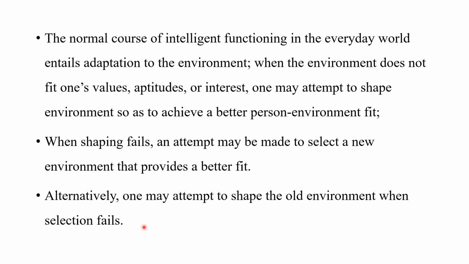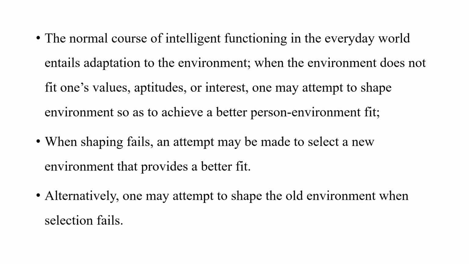But if you feel you're not able to do that, you go for the third, that is you shape the present environment or the old environment, the college that is given to you, try to shape it and make a perfect person-environment fit. So people who are very practically intelligent, or who have this contextual subtheory, are more often able to do this. The course of intelligent functioning goes from adaptation, to choosing an optimal environment, and then when both shaping and the attempt to select a new environment fail, we go to shape the old environment.